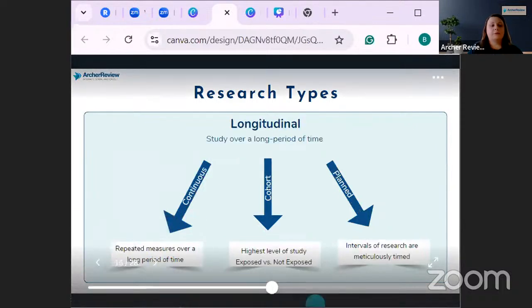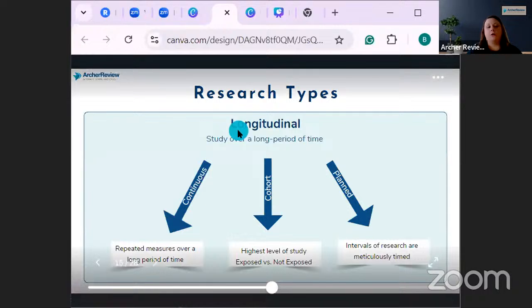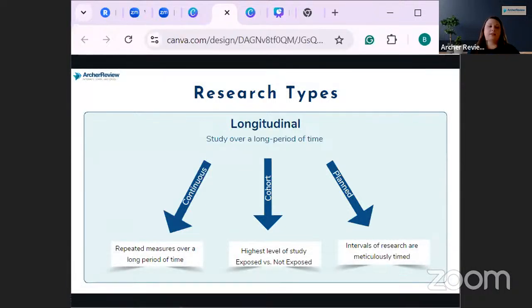All right, the next one we have is longitudinal. That's going to be that study over a period of time. So I think about the word long for this one. They are going to be continuously monitoring these people. These are going to be repeated measures over a long period of time. These are going to be conducted at intervals that have been meticulously timed. So every year, the researchers will bring these people back and they'll do the same lab draw or the same test or whatever it may be.